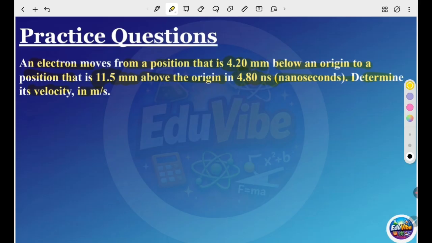In our lessons, when we do the example questions, we do not deal with questions that have different units. Like in this one, we have different units. The distance is in mm, they want the final velocity in meters per second, and we also have the time in nanoseconds. So we have to deal with the units first. We have to make the units of all things the same, and then calculate the velocity.